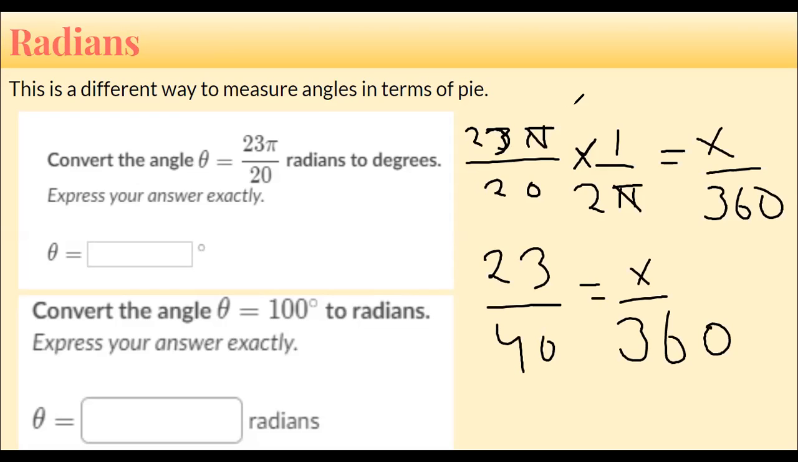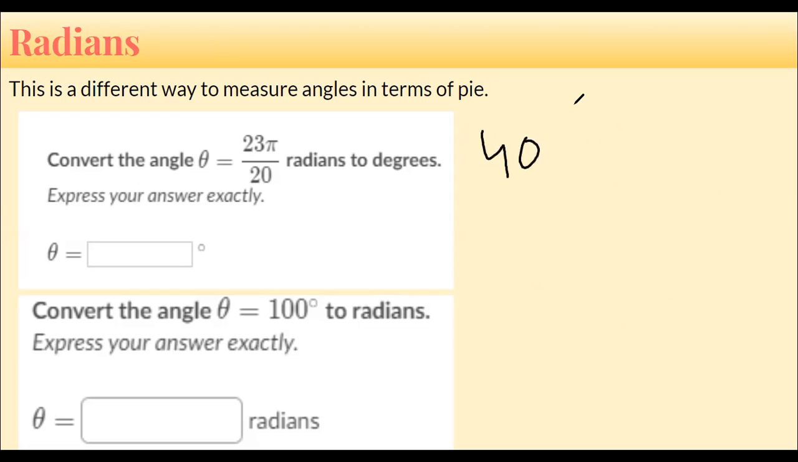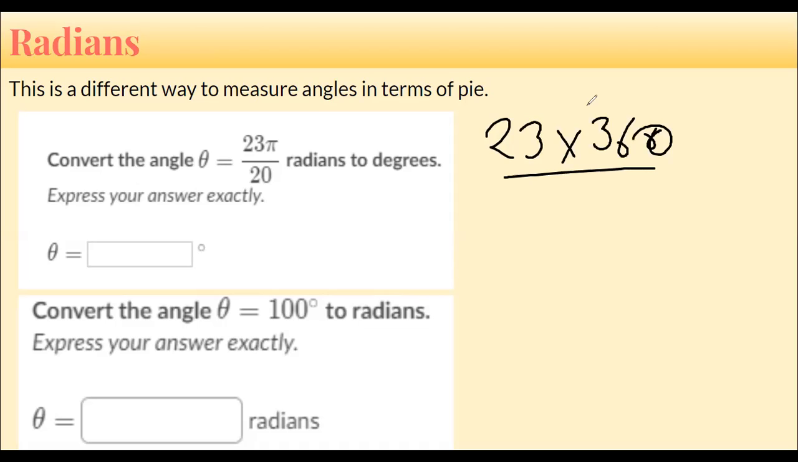So it's essentially 40 times, sorry, my bad. So it's 23 times 360 over 40 is equal to x. You cancel out zeros, you cancel out 4, 9. 23 times 9 is equal to x. Now in order to do that, 23 times 9, that's a fairly simple calculation.